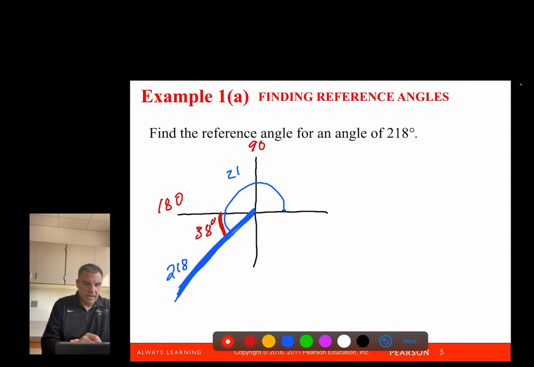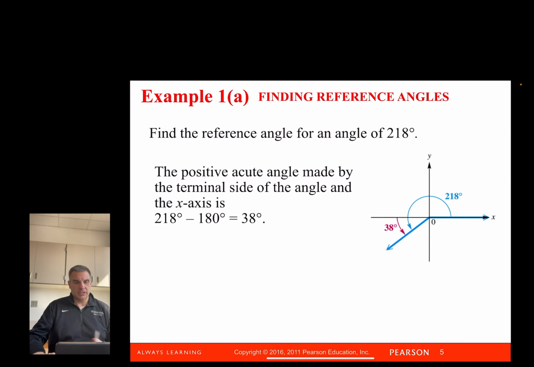So my reference angle in this case is 38 degrees. And that's all they're asking for in this, they're asking for that reference angle. So we draw the angle, and then we just look at where it's at, and then we do any subtracting or adding we have to do to get back to that x-axis. In this case, we're going to go 218 minus 180 to find it. Okay? Let's look at their explanation, and that's the same thing.